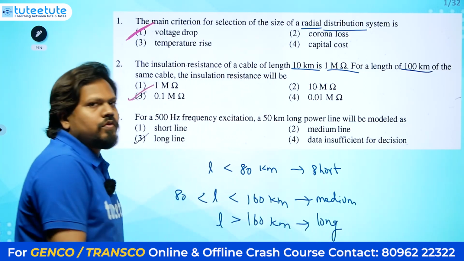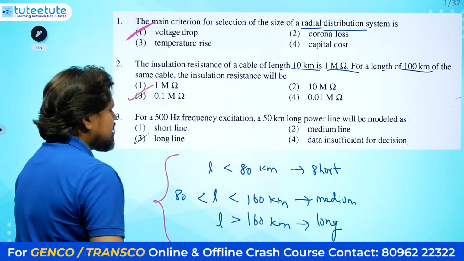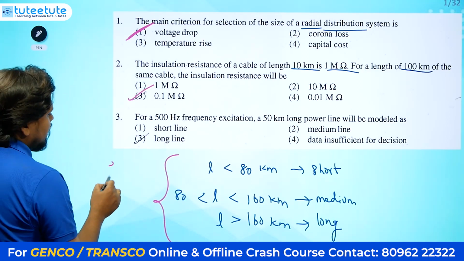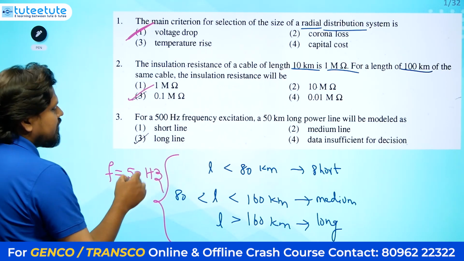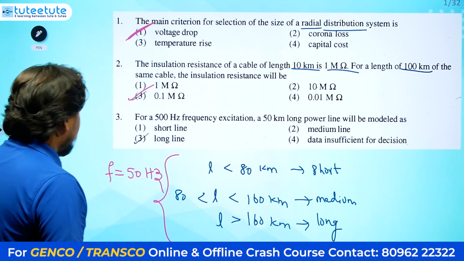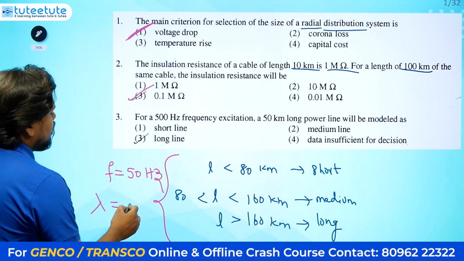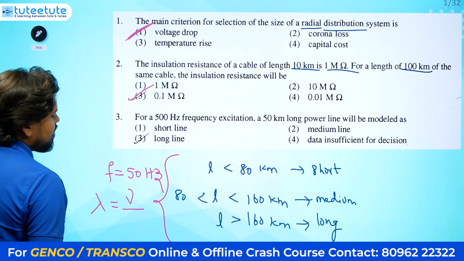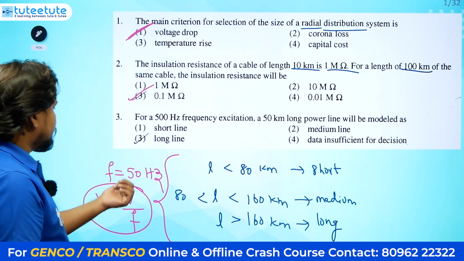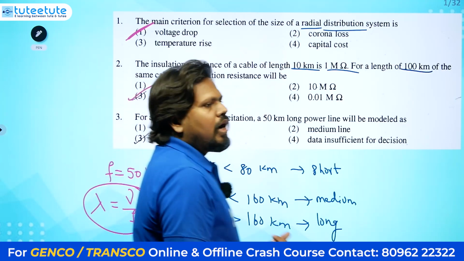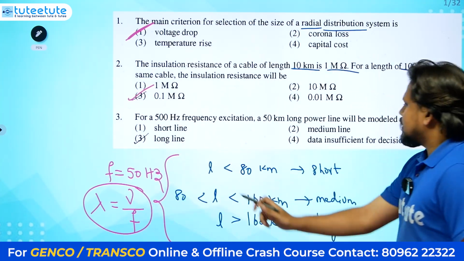This is what we generally learn, but it is valid only for certain conditions, whenever the frequency equals 50 Hz. For that frequency there will be a wavelength. What is the wavelength? The wavelength lambda equals the velocity of the wave divided by the frequency. This is the formula for the wavelength, and the classification has been given based on this wavelength and frequency.